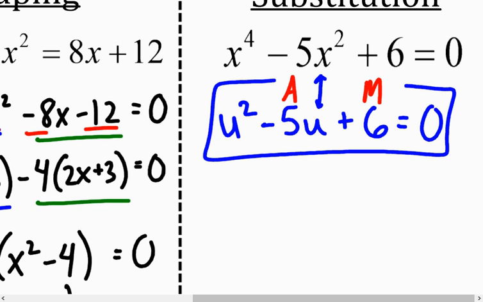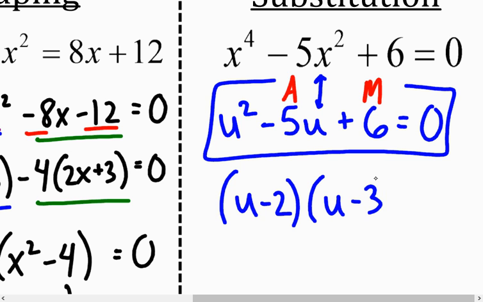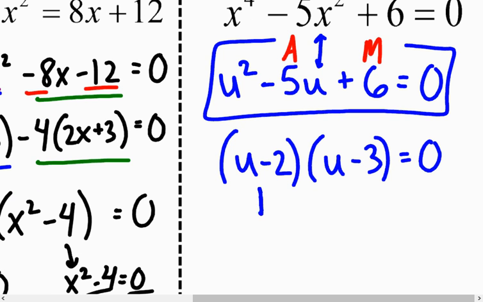So what two numbers multiply to be 6 and add up to be -5? Well, that's going to be -2 and -3. Then I can solve both of these. This would be if u equaled 2 and if u equaled 3.